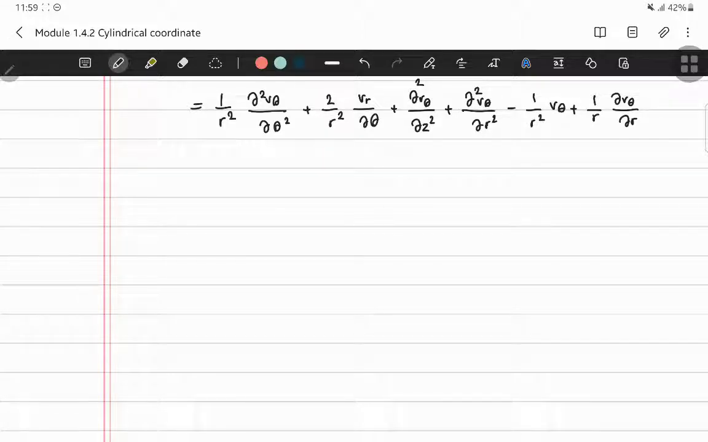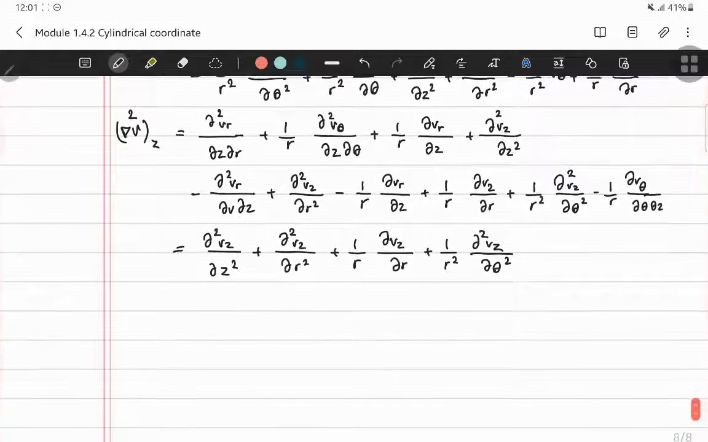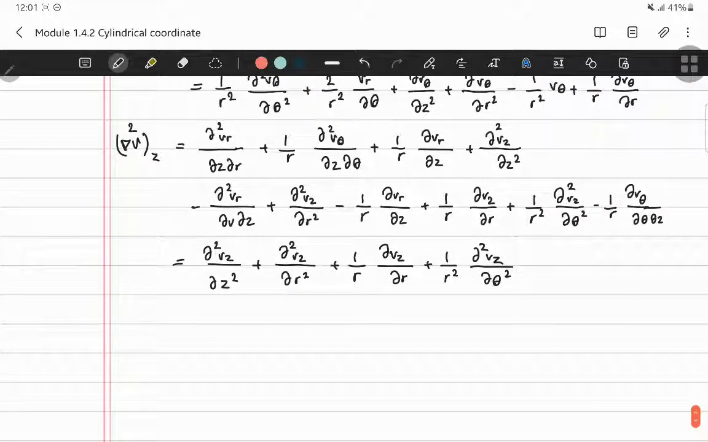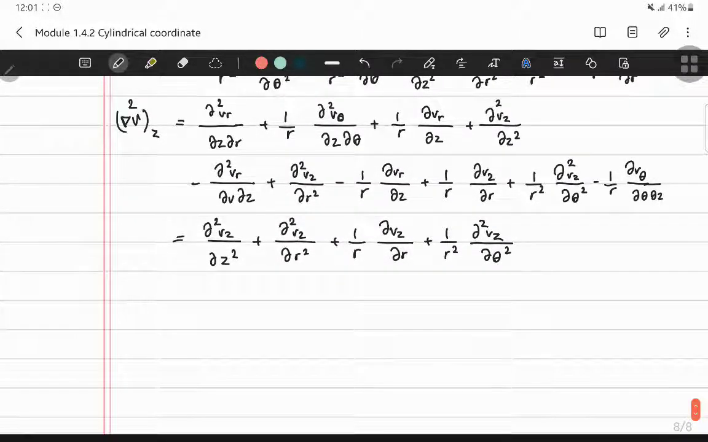So now I move to del 2v, the z component. Now I have the z component of del 2v. Here I have the gradient of the divergence term, and here I have the curl of the curl v, and I have the final expression here. And this actually recaps the basic tensor algebra operations in, let's say, the cylindrical coordinate system.